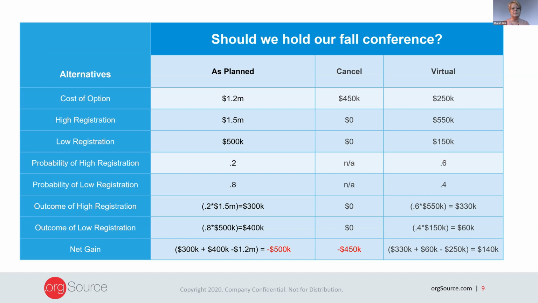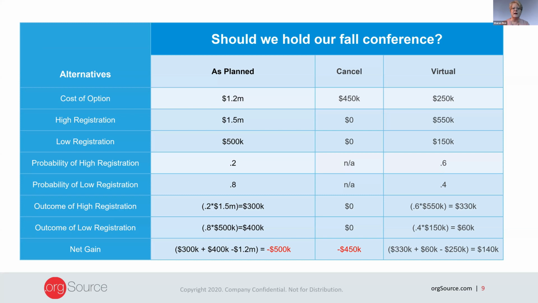Then we move into our probability, the probability that we'll have high registration and the probability that we'll have low registration. I'm looking at the outcome. If I've estimated my high registration, I've assigned a probability factor to it. Now I'm going to say, what's the outcome of that? We'll talk about this formula in a minute. I'm going to do the same thing on low registration. And then finally, we'll calculate net gain, and net gain is always income over expense.